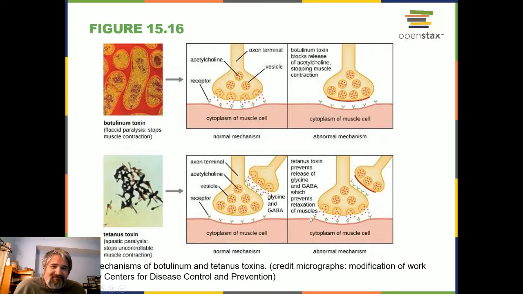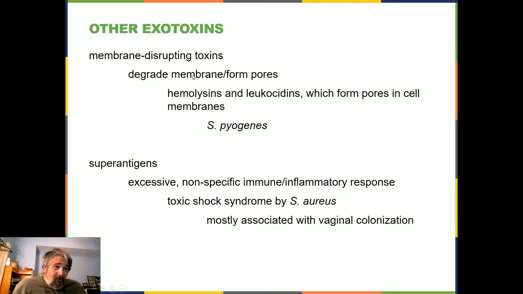Okay. Other exotoxins. We have our membrane disrupting toxins mentioned earlier, and we're either degrading the membrane or forming pores into the membrane. Streptococcus pyogenes is pretty good at this. And chemicals like hemolysins and leukocidins. And then we have our superantigens, excessive non-specific immune inflammatory response, including toxic shock syndrome caused by Staphylococcus aureus, mostly associated with vaginal colonization.